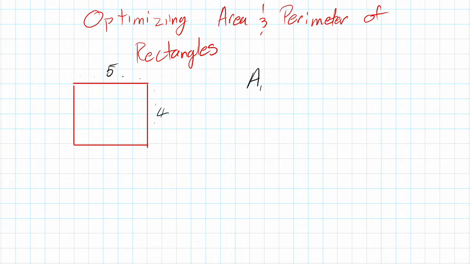So area for a rectangle, I'll use A for that. You can use different letters because area, depending on the shape you have, is technically different. But area for a rectangle is the length times the width. So L times W, we'll call it, okay?